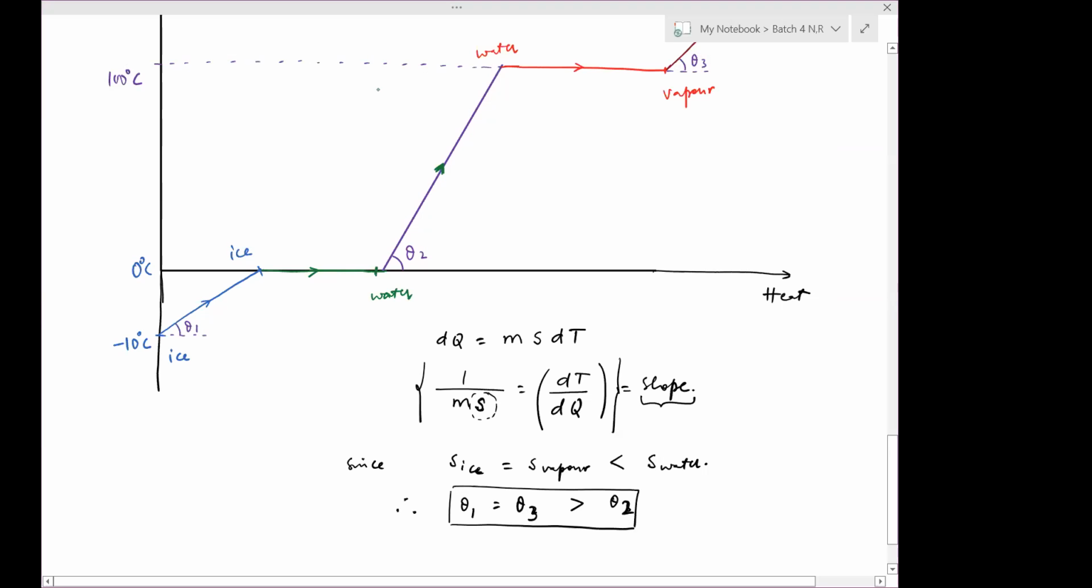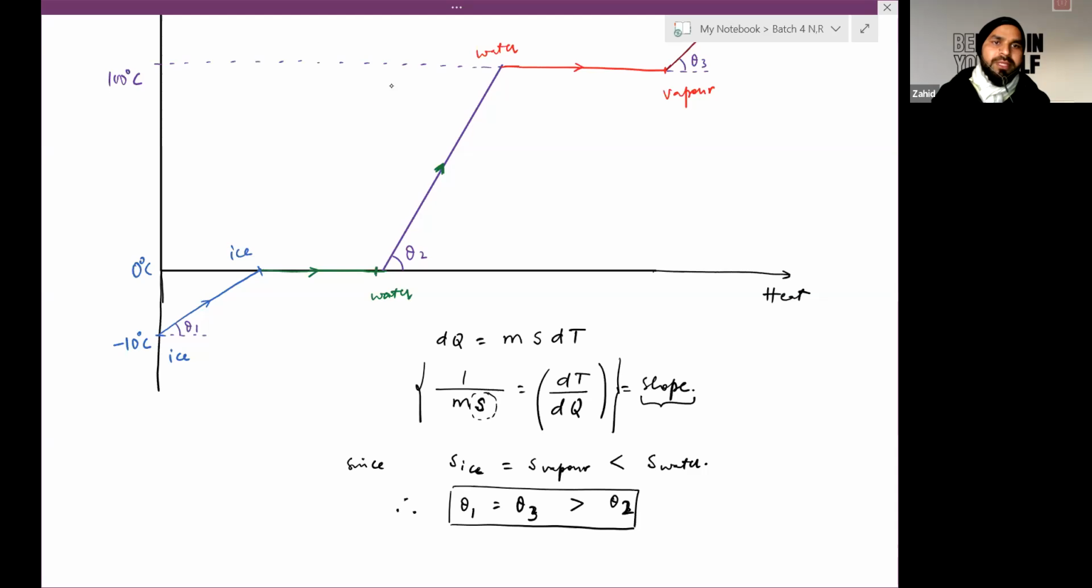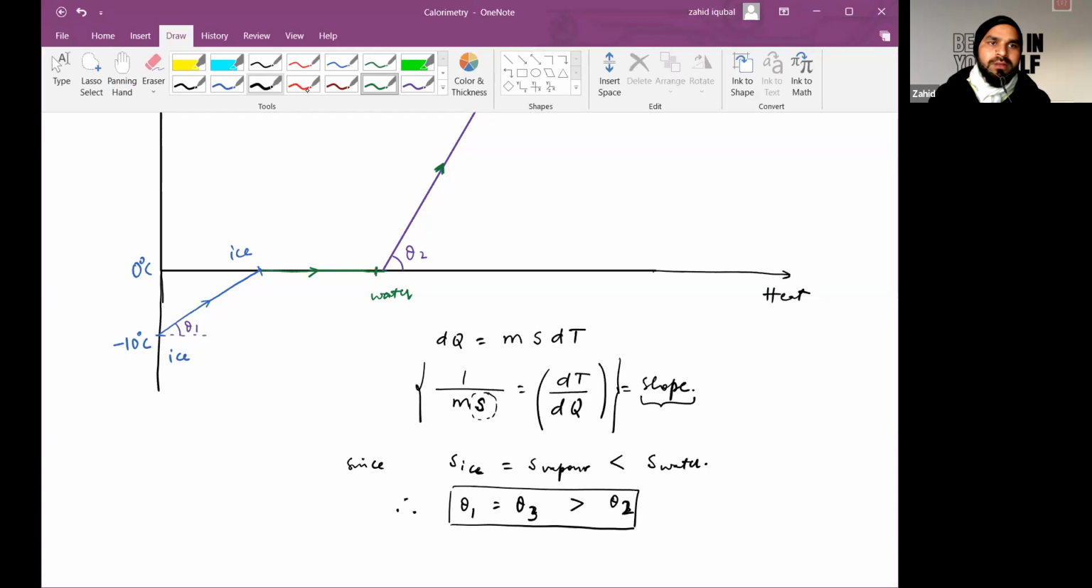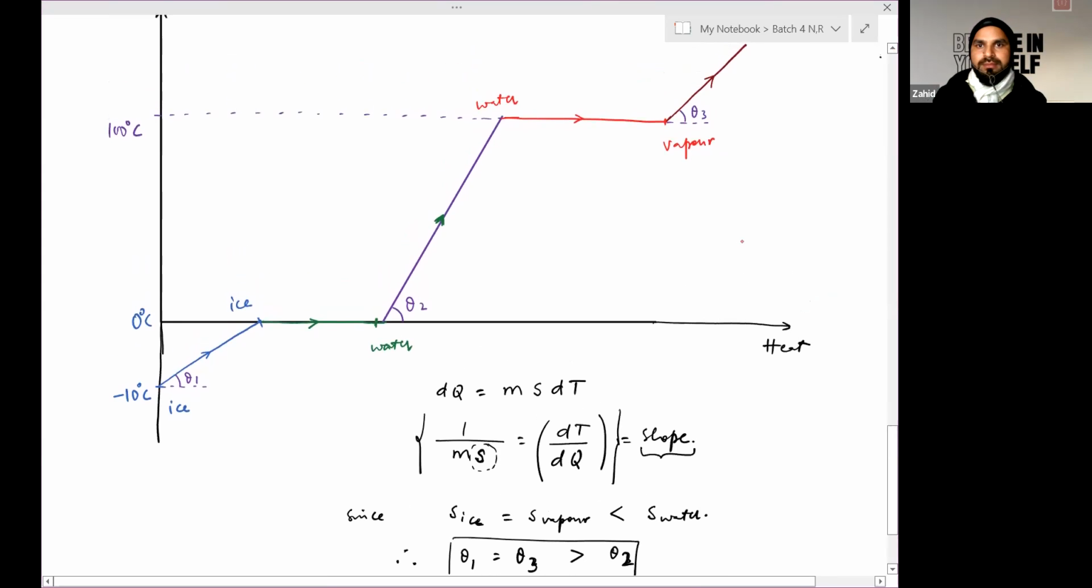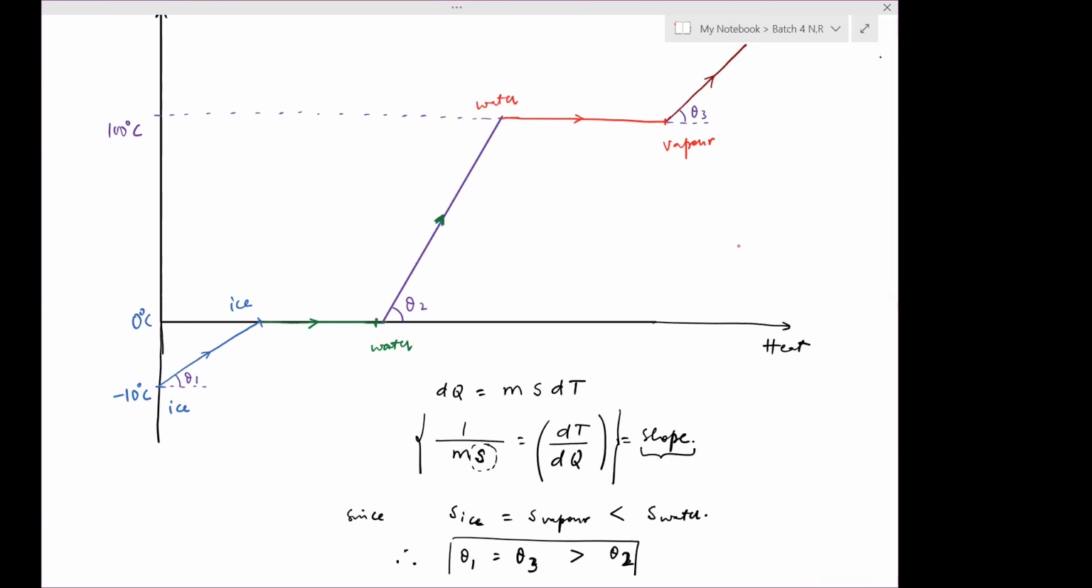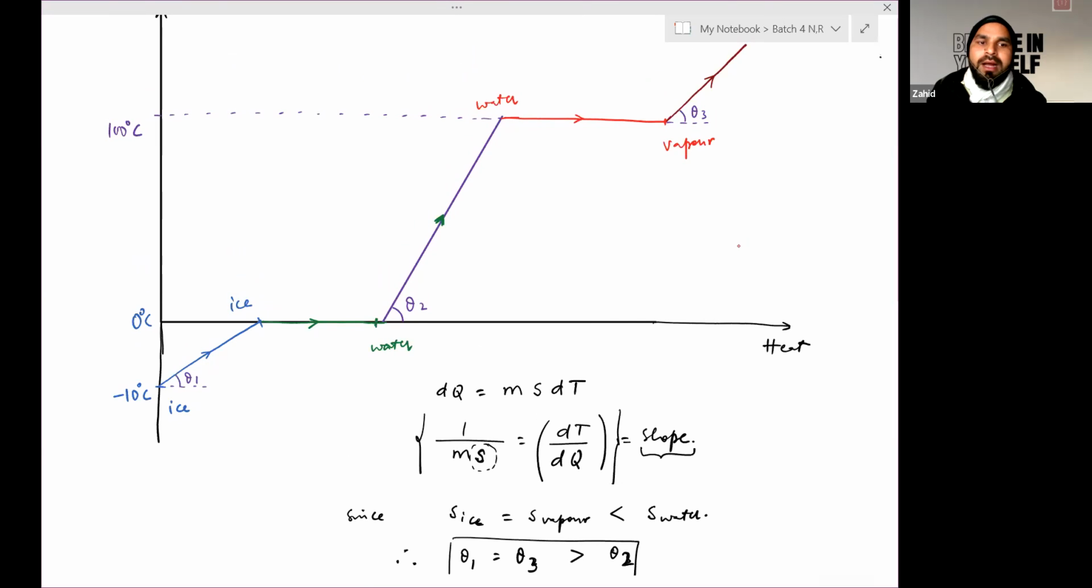Okay. Next question will be: suppose you have water and steam at the same temperature, 100 degrees Celsius. Which will be more effective, or which will cause more severe burn, water or vapor? Vapor. Similarly, ice and water at the same temperature, 0 degrees Celsius. Which will be more effective in cooling?